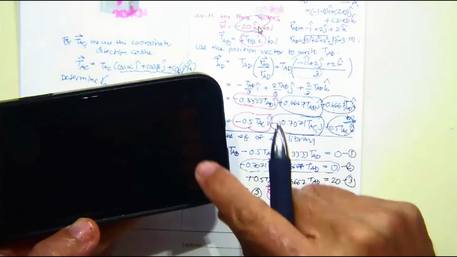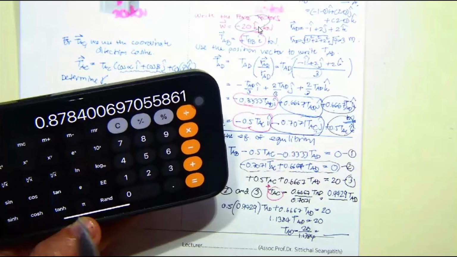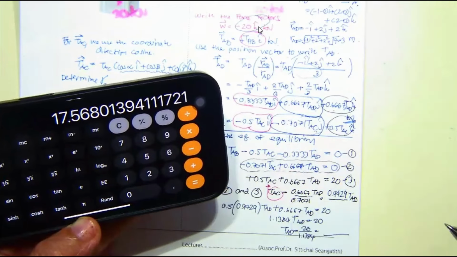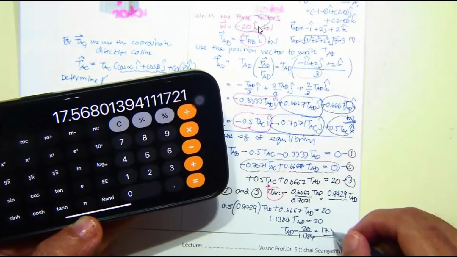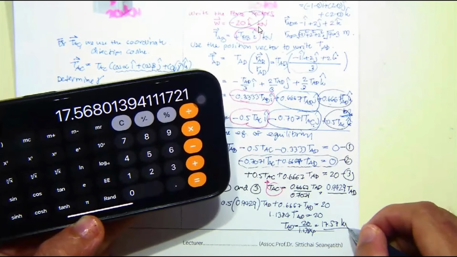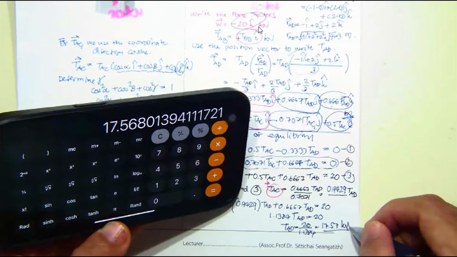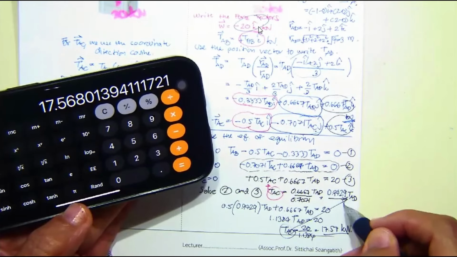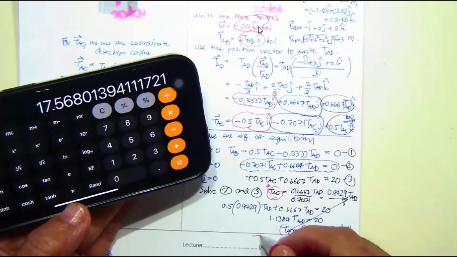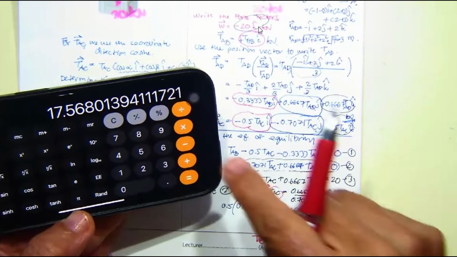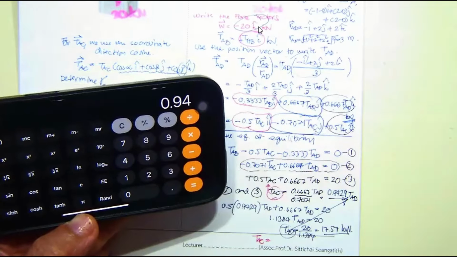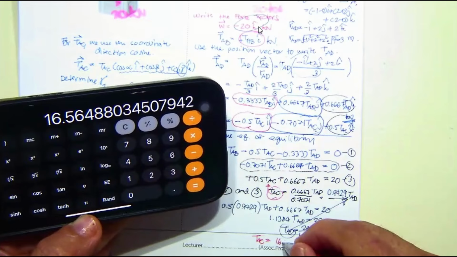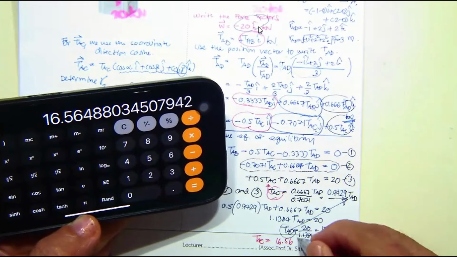This is going to be the inverse, and then times 20, you get 17.57 kilonewton. And then you just take this one, times this one, we get T sub AC equal to T sub AD times 0.9429. You get this one to be 16.56 kilonewton.